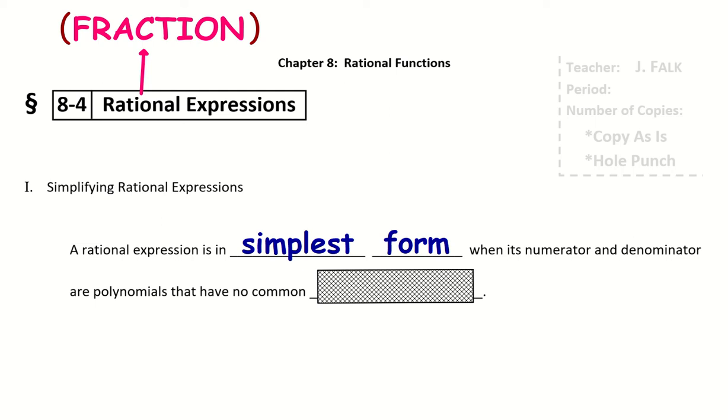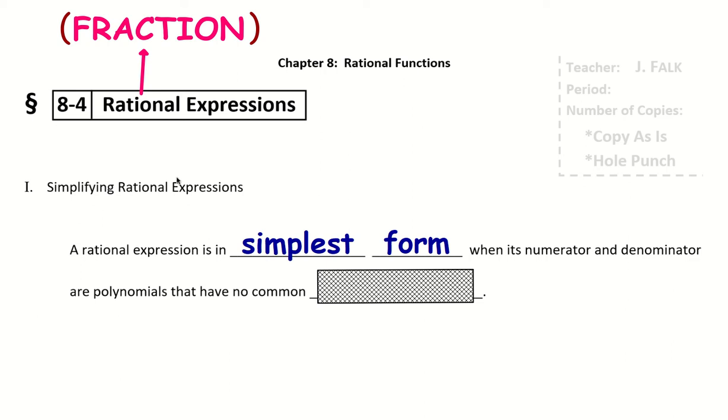And spoiler alert, if you've got a pretty good grip on all the factoring we've done, this chapter, at least the next couple of sections, are going to go very well for you. So here we go.